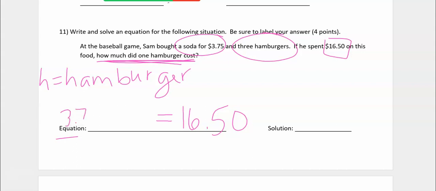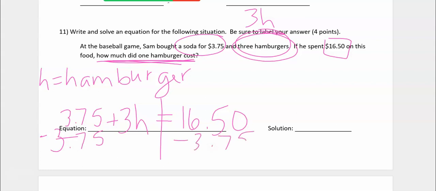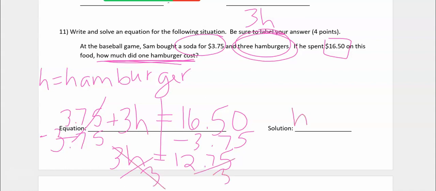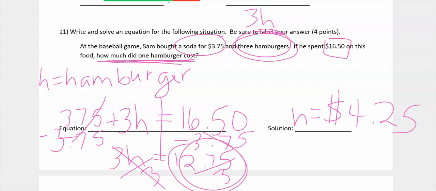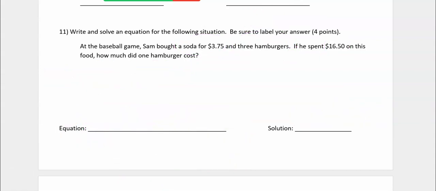On the other side, I want to represent how much he spent. Well, he spent $3.75 for a soda and then 3 hamburgers. So that's where your H comes in. Add on to that 3H. And then we're just going to solve that. So first step is to subtract 3.75. So 3H equals 12.75 when you subtract those two numbers. And then divide it by 3. And the cost of a hamburger, so label it with your dollar sign, is $4.25 when you put that in your calculator. Not too bad of a price.